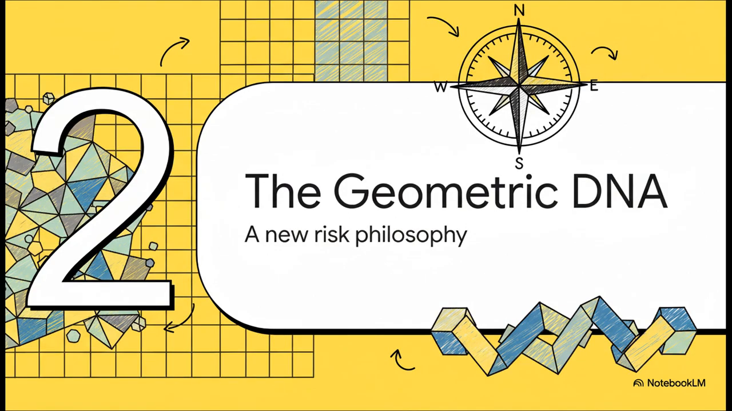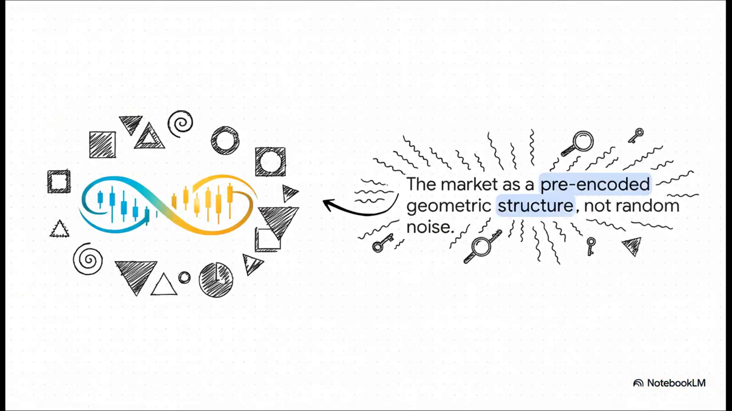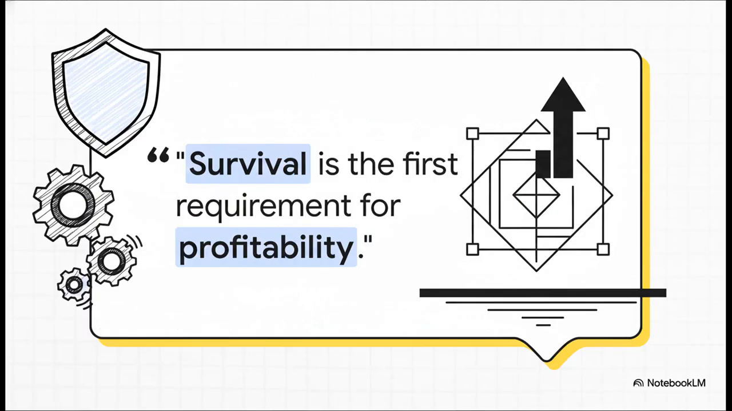Okay, so let's get into the solution. The core idea here is to just stop reacting to all the market noise. Instead, you start with a map, a geometric structure that actually predefines the rules of the game before you even start playing. And this image really gets to the heart of the whole metaphor. Instead of seeing a random, chaotic series of candlesticks, this model says the market has a pre-encoded, decodable structure, kind of like a strand of DNA. And the whole goal is to learn how to read that code so you can define your risk way ahead of time.